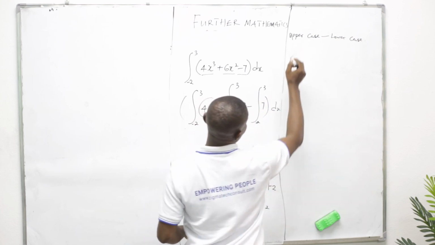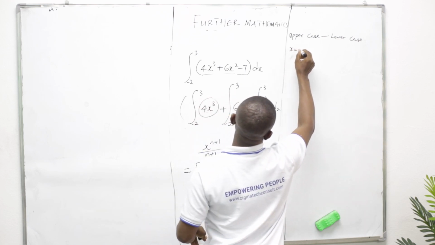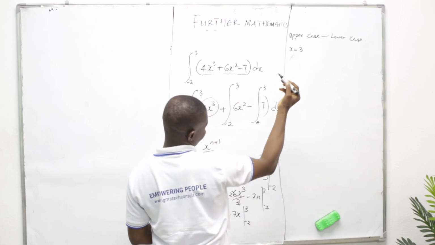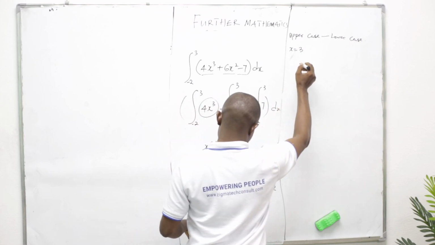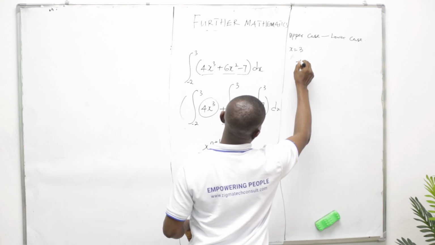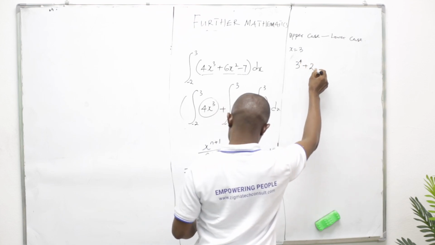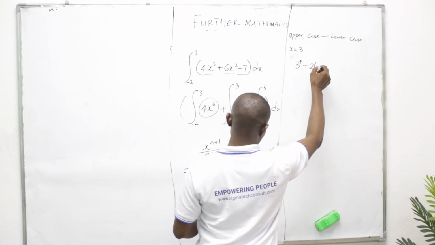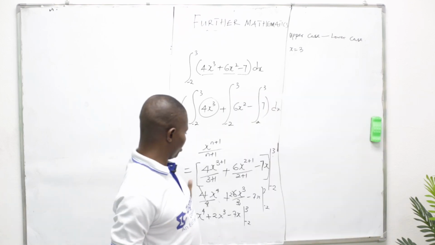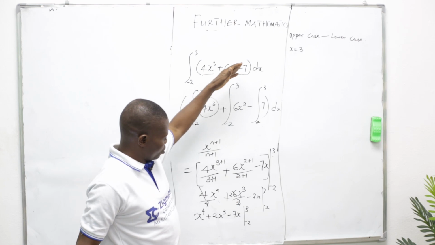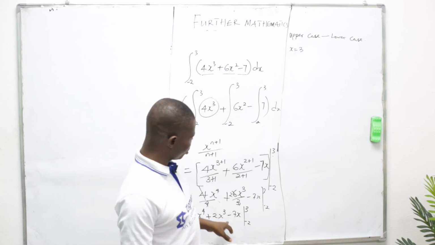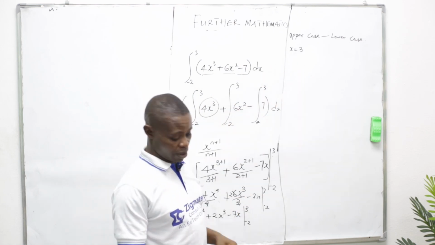3, meaning x equals 3 at the upper bound. Substitute 3 raised to power 4 plus 2 into s. What is your s? Okay, to finalize this solution, we have to produce a solution for uppercase and the lowercase.